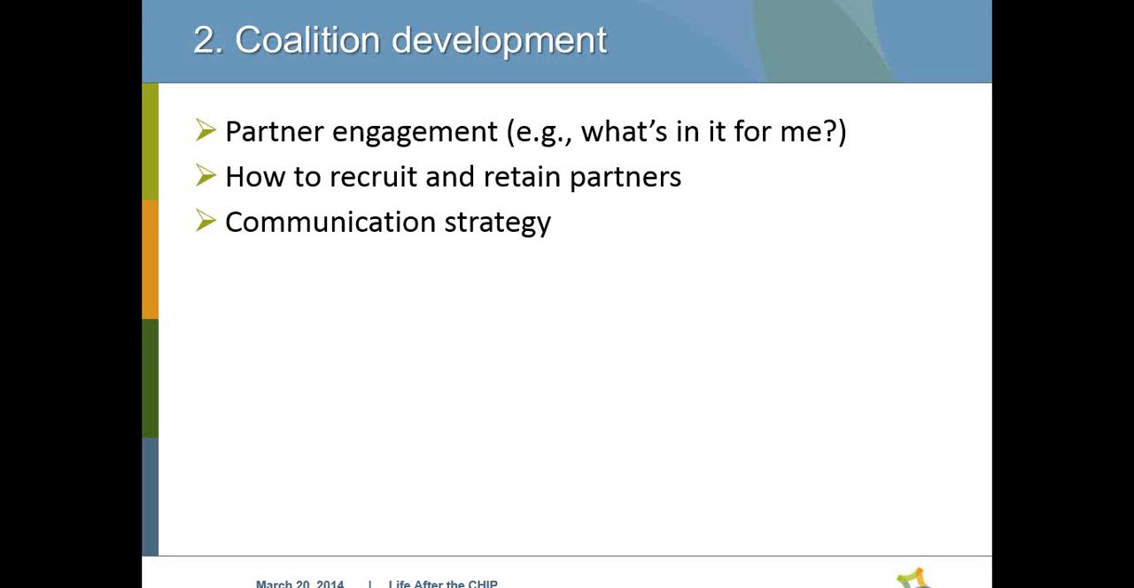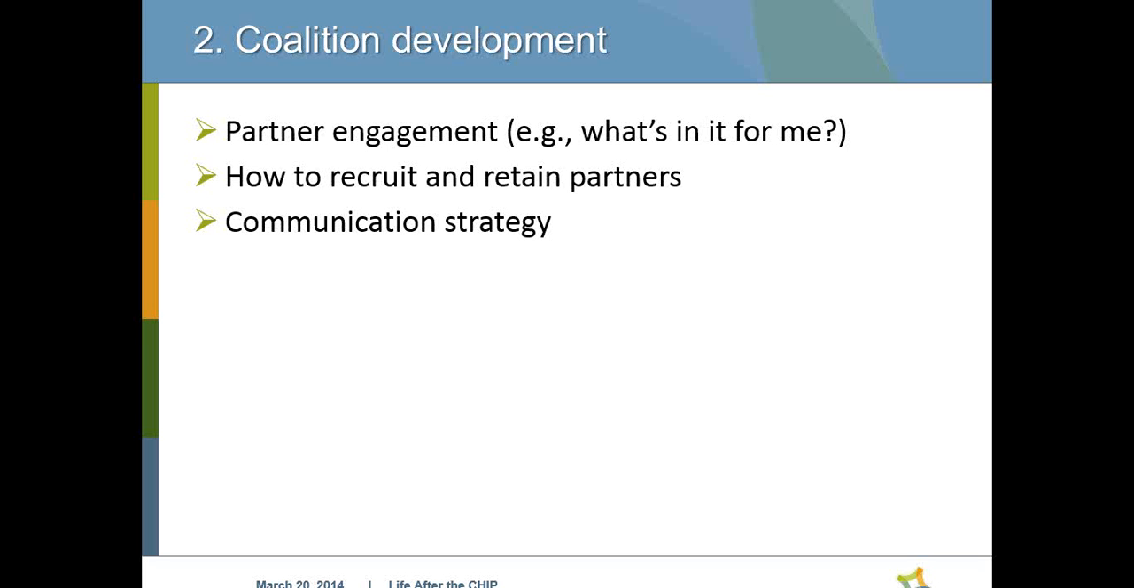Something else that is very effective is recognition. So how to retain those partners. So recognition during press releases, maybe a message from city council or county commissioners, something like that, where agencies also get free press on the great work that they're doing.